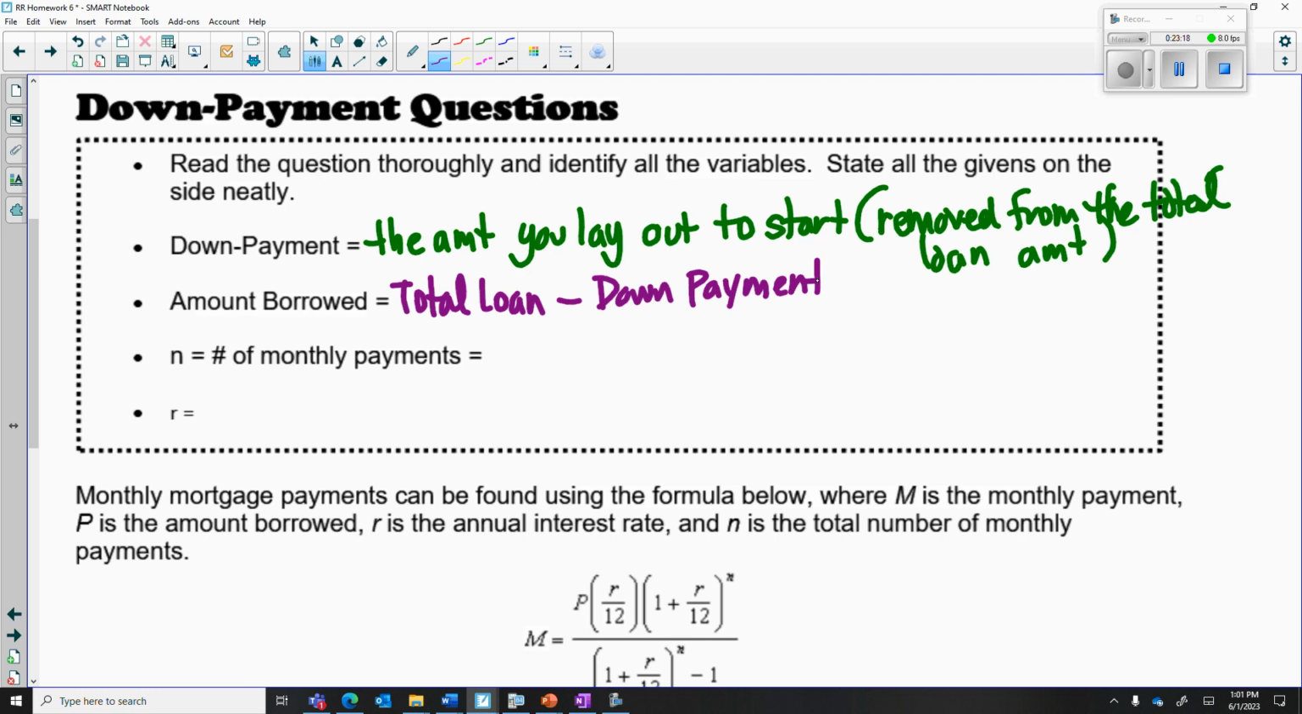The N is the total number of monthly payments that you have to make. So let's say it's in years. You have to take the number of years that they give you. Let's say it's like a 30-year mortgage, and you have to multiply it by 12 to get the total number of monthly payments, like 30 times 12, for example. And lastly, the rate is always as a decimal. So it's very important to know how to take your percents and make them a decimal.